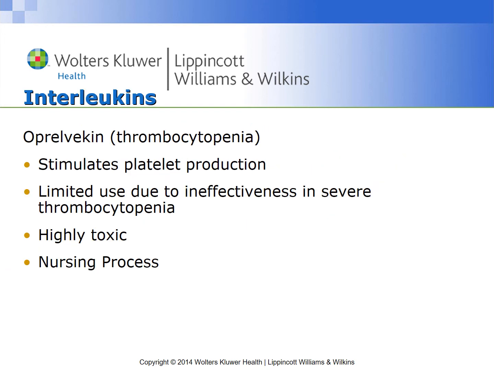And then the interleukin oprelvekin is for our platelets, our thrombocytopenia, and it stimulates platelet production. It's limited due to ineffectiveness in severe thrombocytopenia, and it's highly toxic. It is a recombinant interleukin. Remember, any type of that recombinant is where they put things together, and it stimulates platelet production, and hopefully can help decrease the need for platelet transfusion.